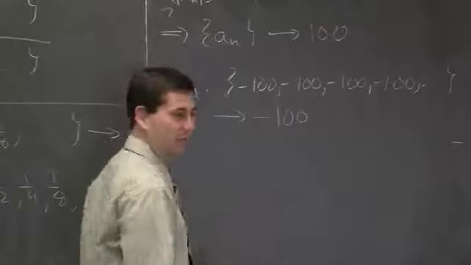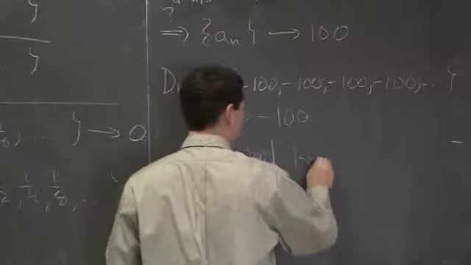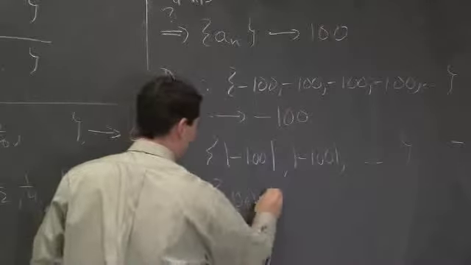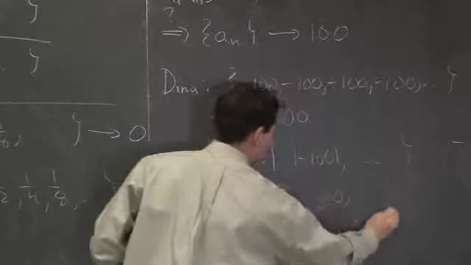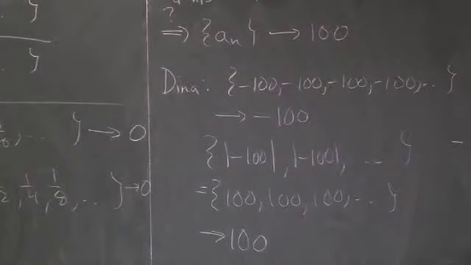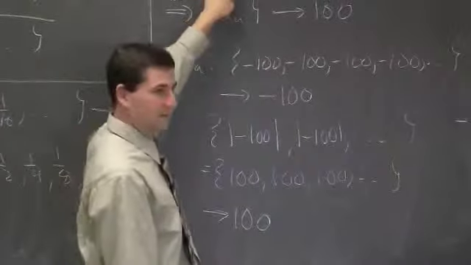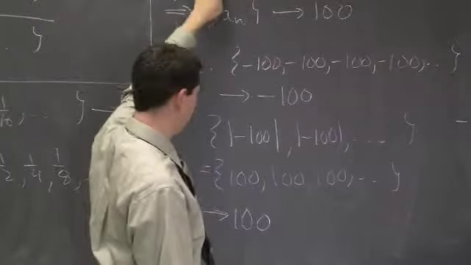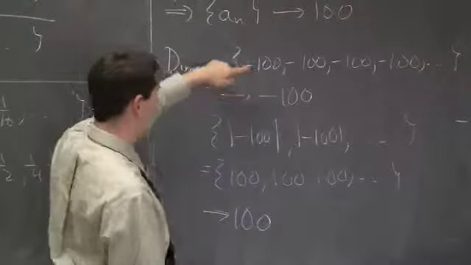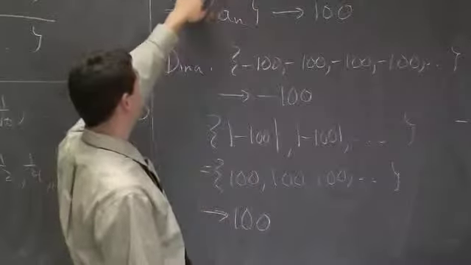What's the absolute value sequence? Well, absolute value of negative 100, absolute value of negative 100, and so on, and of course this is equal to 100, 100, 100. And of course this converges to 100. Okay, so well actually this isn't a counterexample to this. Does it? Or no, it is, right? Because that's our original sequence. Okay, so this is okay. So yeah, this original sequence converges to minus 100, but the absolute value sequence converges to 100. So this is not true.